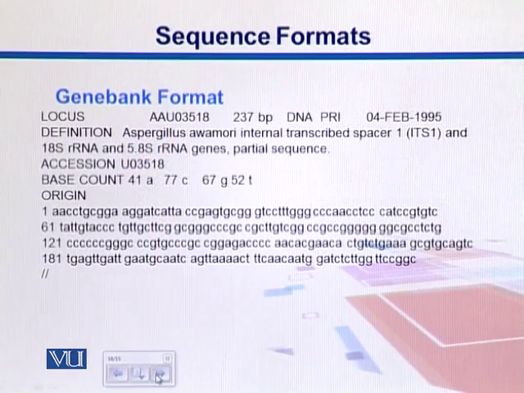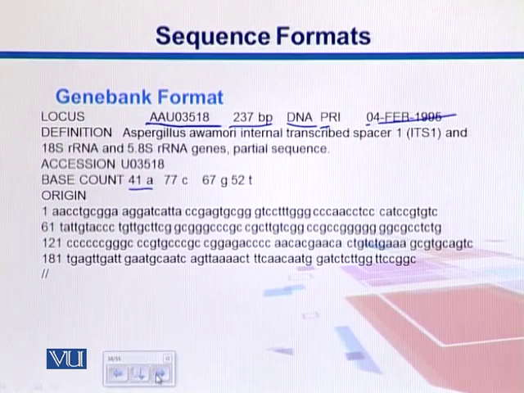So here is the GenBank format. We start with LOCUS, and then we have its ID, its 237 base pairs. There are some short descriptions: it's DNA, its primary sequence, submitted on this date. Then we have a definition line where we can have some descriptions and explanations about this gene. Again, we have the accession number, and then it provides the base counts also: how many A's, how many C's, how many G's, and how many T's.